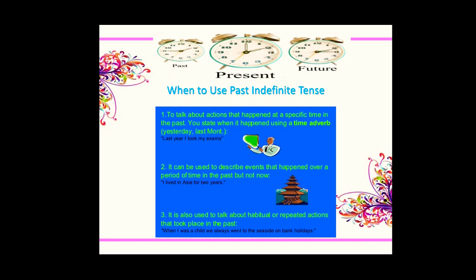The second case: it can be used to describe events that happened over a period of time in the past but not now. For example, I lived in Asia for 2 years. Another case: it is also used to talk about habitual or repeated actions that took place in the past. Example, when I was a child, we always went to the seaside on bank holidays. So, in an easy way, dear students, you just have to remember that we use past indefinite tense for old action or for yesterday's action.